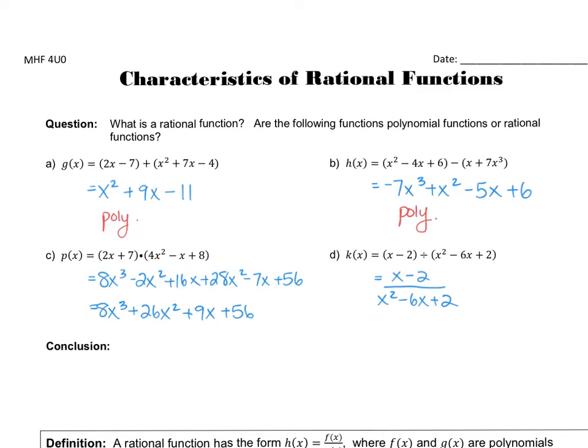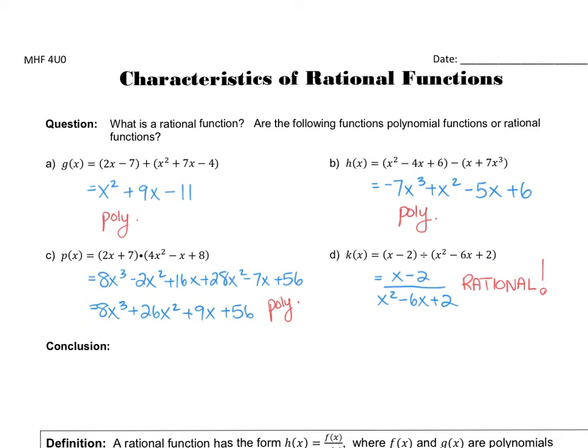C required a little bit more work, but you can see again that we have a cubic polynomial function. Okay, and D, there's not much you can do to that other than I'm just reminding you that this is what it means, x minus 2 over x squared minus 6x plus 2, and hopefully it makes sense to you that this is in fact a rational function.